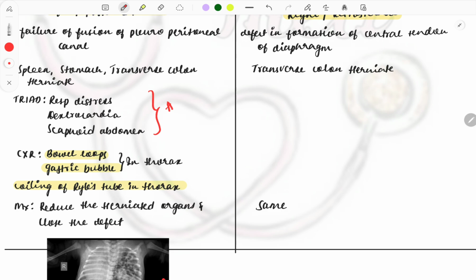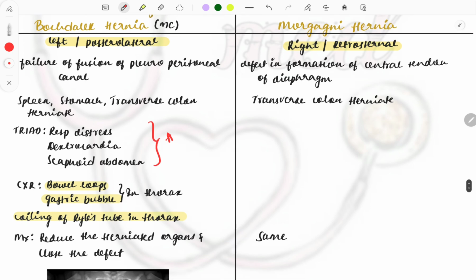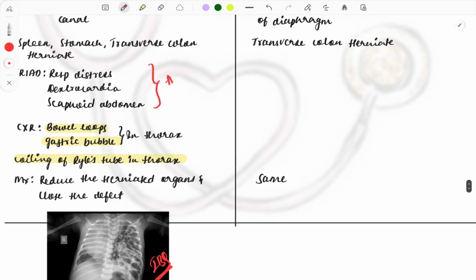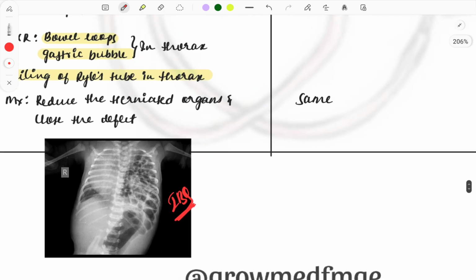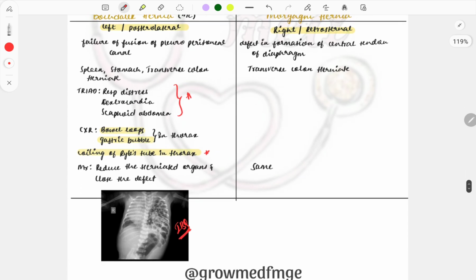Whenever you see these three things described in the question, mark the answer as the diaphragmatic hernia, or the congenital diaphragmatic hernia. Then chest X-ray, already discussed, and another important finding is the coiling of the Ryle's tube in the thorax. Okay, so these are the things.